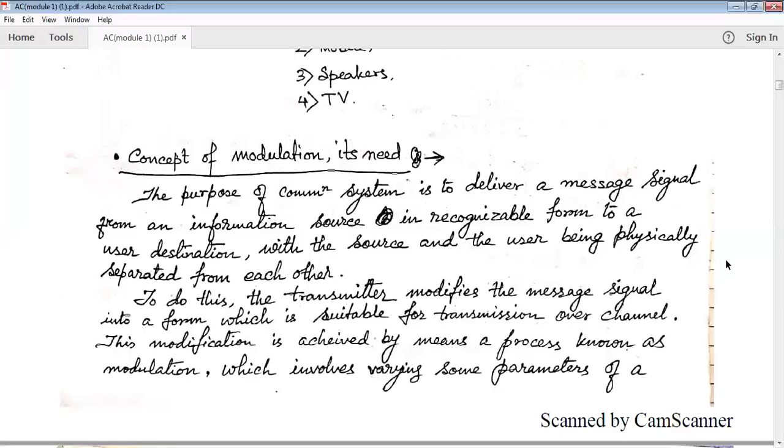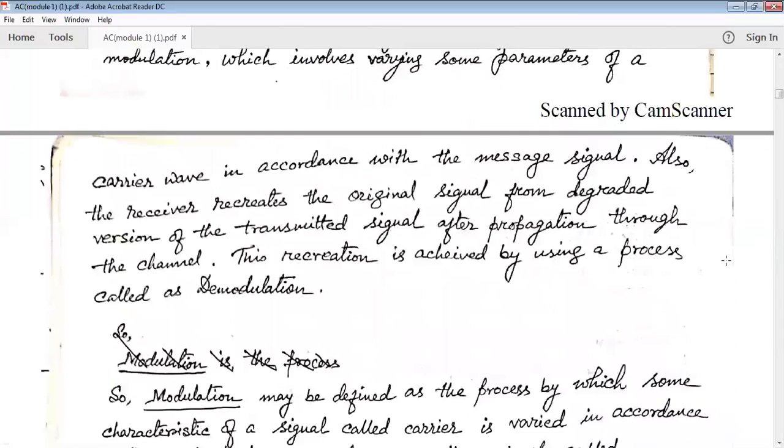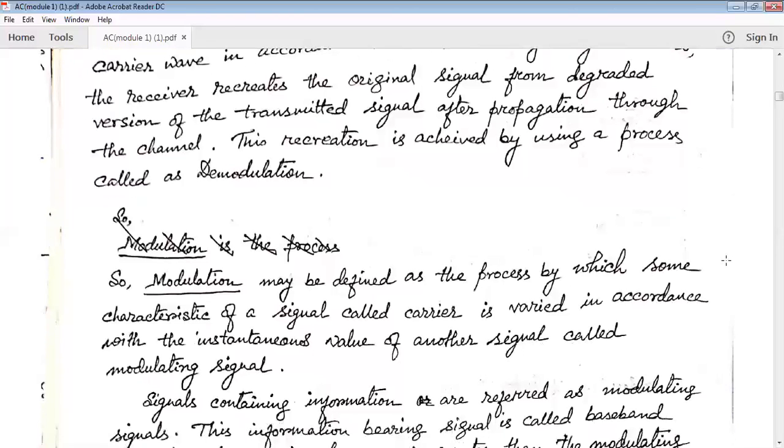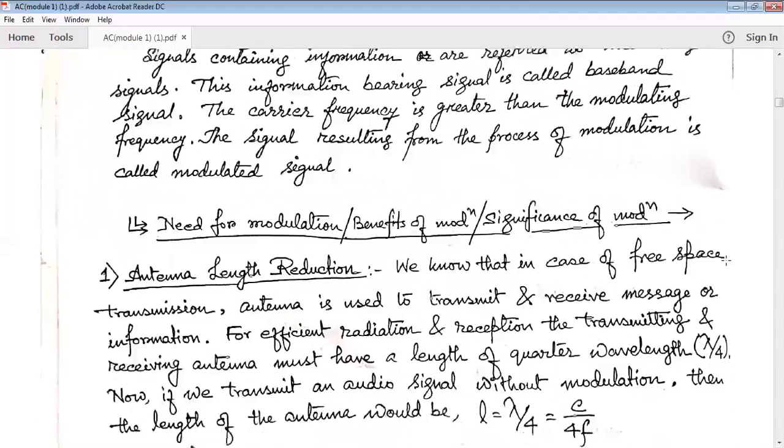This concept is basically known as modulation. And the process by which the message signal is extracted back from this mixture of the carrier and message signal is called demodulation, and it is done on the receiver side. So this is the basic of modulation.